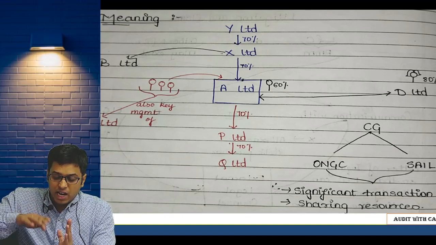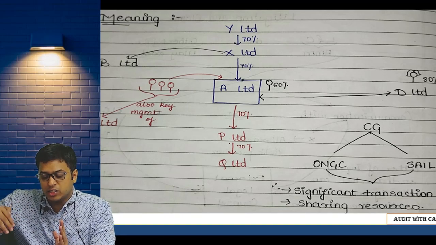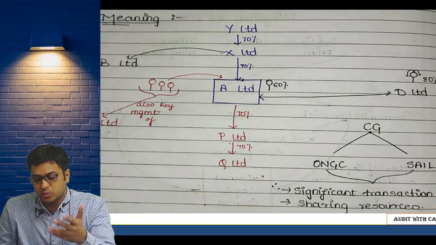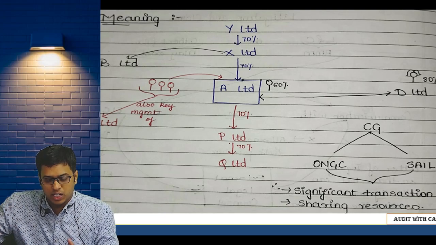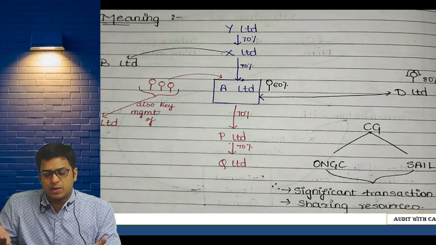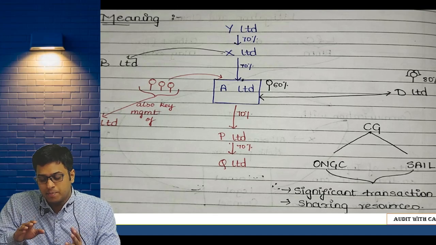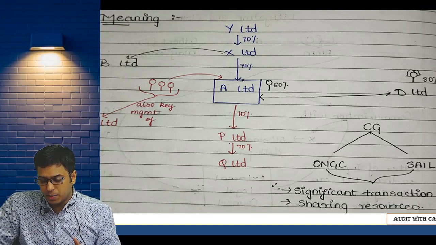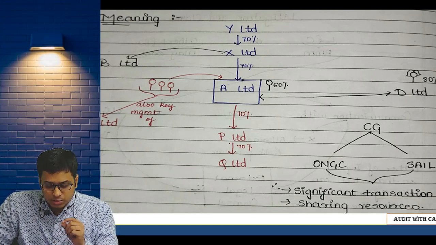Sir, if A limited's owner and D limited's owner, A limited का owner assume करो it is Mukesh Ambani, and D limited का owner assume करो it is Neeta Ambani, and if both of them are related parties because they are husband and wife, so in that case, automatically, A limited and D limited will become related parties. Okay? Now, इधर एक exception है, याद रखना.